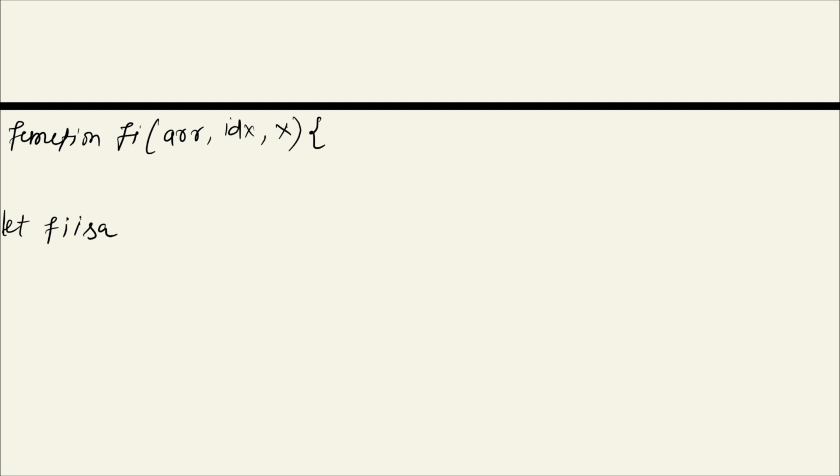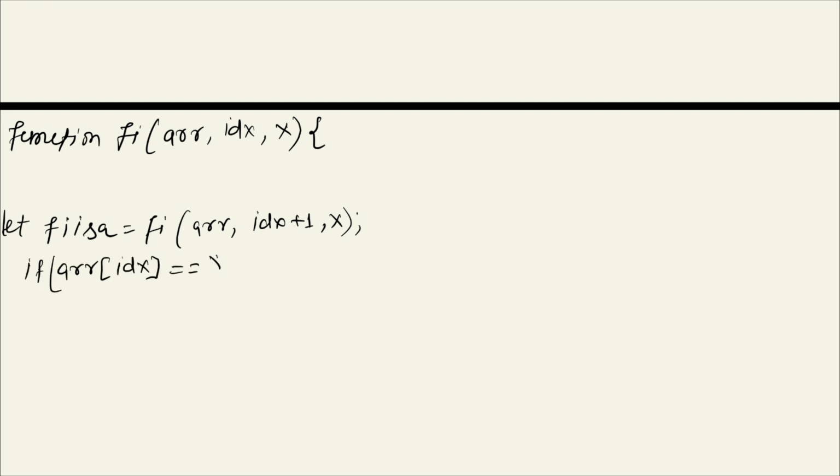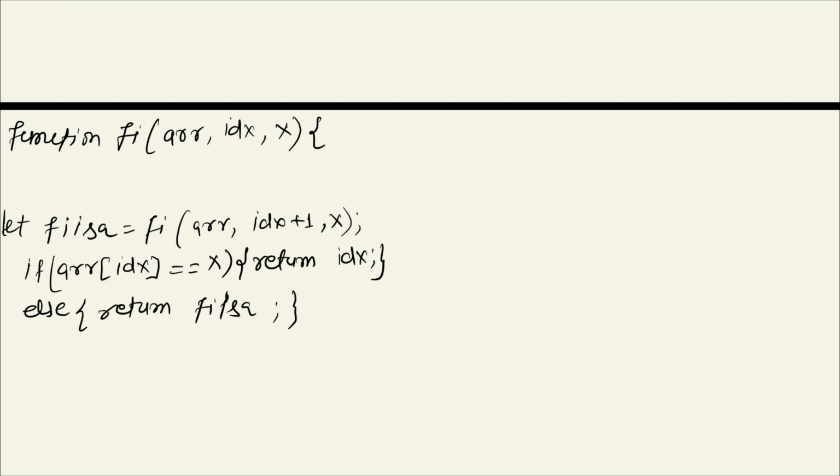Okay, and it will be fi of array, and here we are incrementing the index, so it will be index + 1, and here it will be x. Then we will check the condition: if array of index equals x, it will return index. Otherwise, in the else condition, what will it return? It will return FIISA, find first index in smaller array, means the previous value.